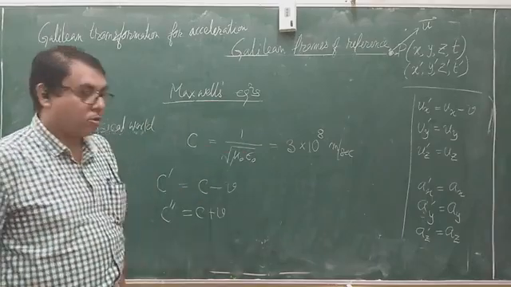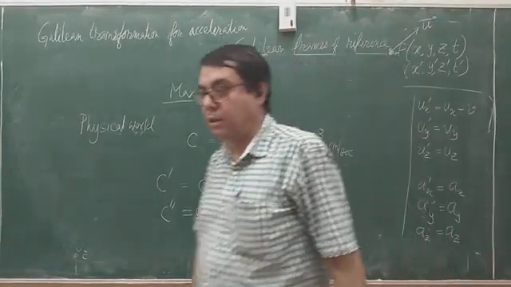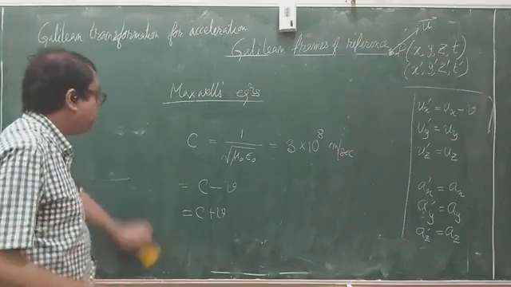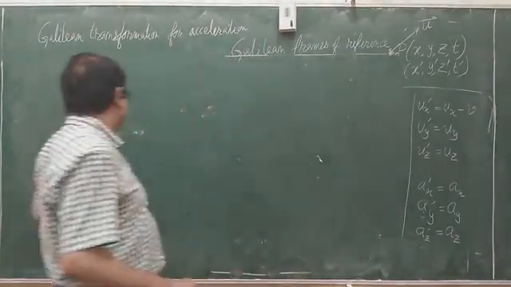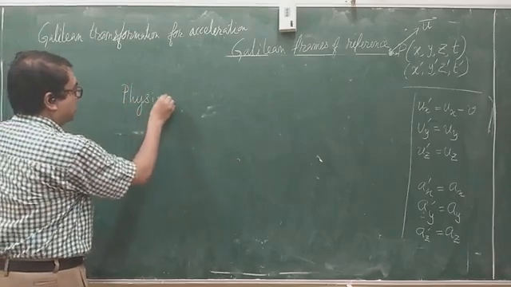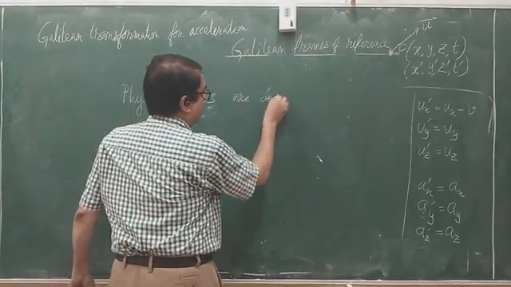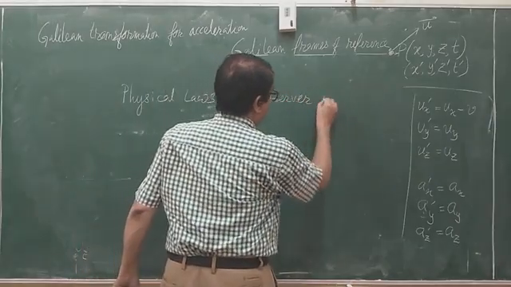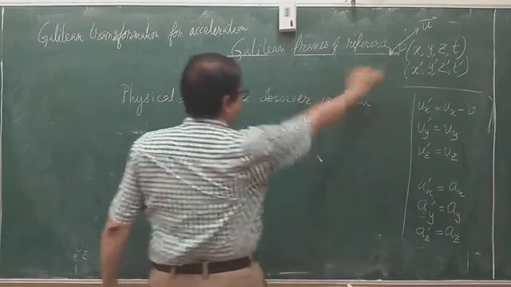So there was a conflict, and this conflict was first resolved by Albert Einstein in 1905. What did he say? He gave us two postulates. He postulated that the laws of physics, or physical laws, are observer independent, or covariant, observer invariant, in Galilean frames of reference.